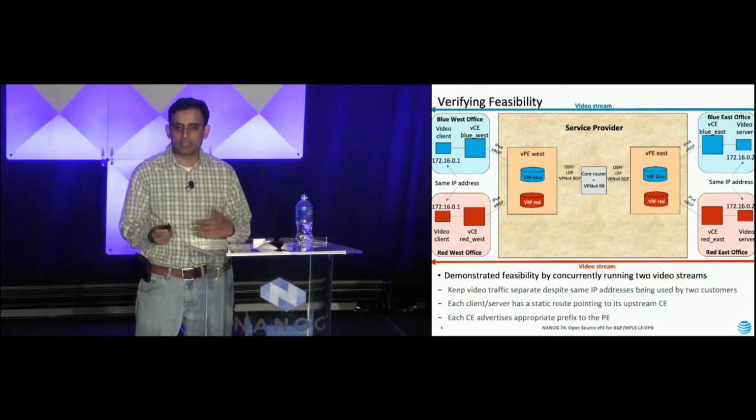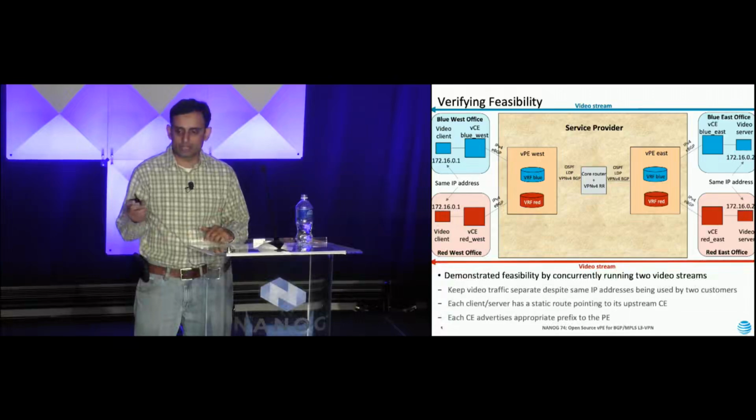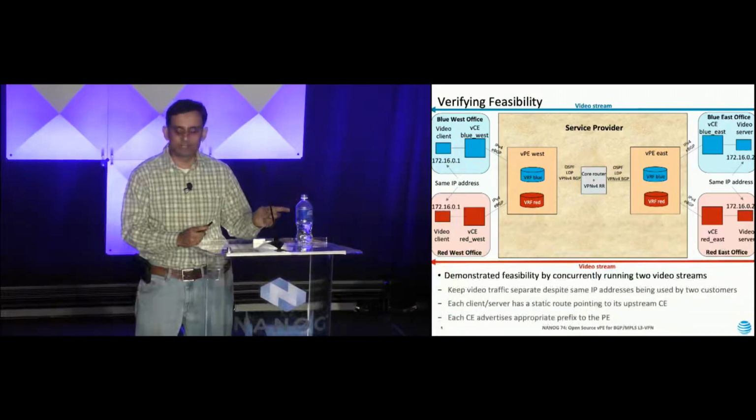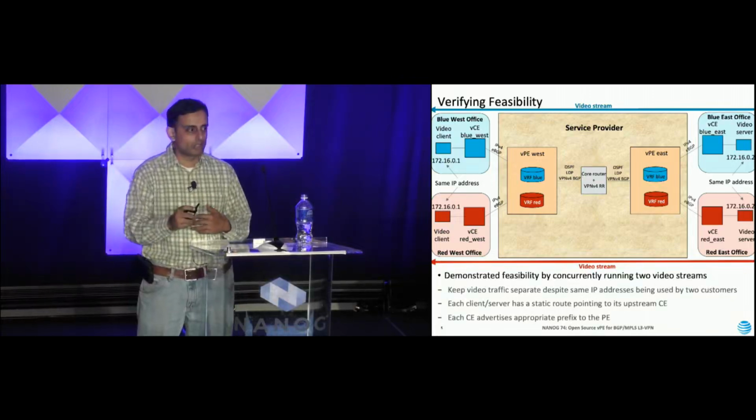And with this setup, in order to verify feasibility, what we do is we run a video stream for each customer from its video server on the right, all the way down to its video client on the left. And similarly, we do the same thing for the red customer. So these video streams are run concurrently when we do our verification.